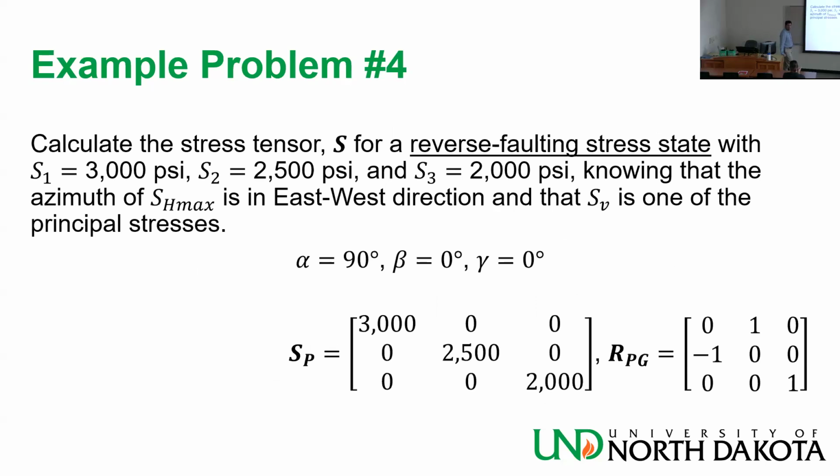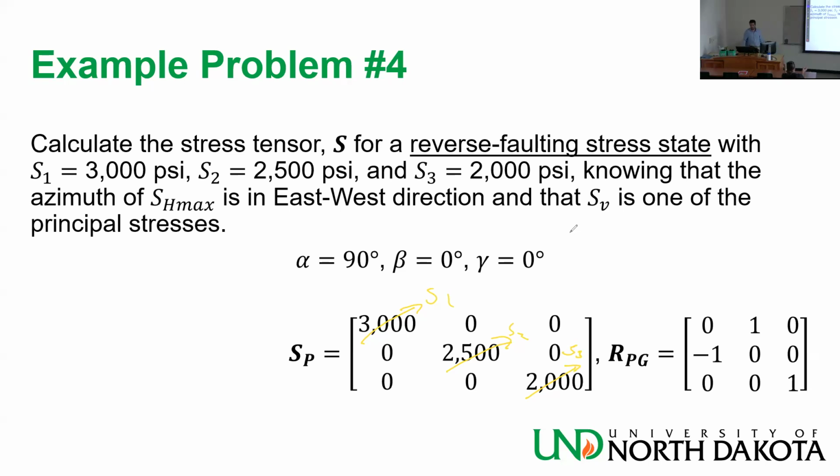By the way, SP is the principal stresses matrix. So stress P, okay. Everything should be zero in the shear except S1, S2, S3. So this is basically S1, this is S2, this is S3. Always, always, always. But the S can vary. RPG is different. RPG is the Euler matrix, the Euler matrix for the rotation.